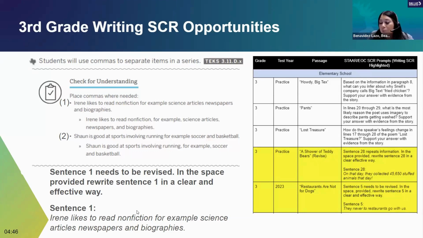And so then I came up with: sentence 1 needs to be revised. In the space provided, rewrite sentence 1 in a clear and effective way. And then I put sentence 1 there as part of the question. So that's something that I could do to rework this question. So this is just the reworking of the question. Obviously my answer is right here because it already gave me my answer, but I wouldn't show this to students. I would just show them sentence 1 and sentence 2. If I wanted to do another one, I could for sentence 2.